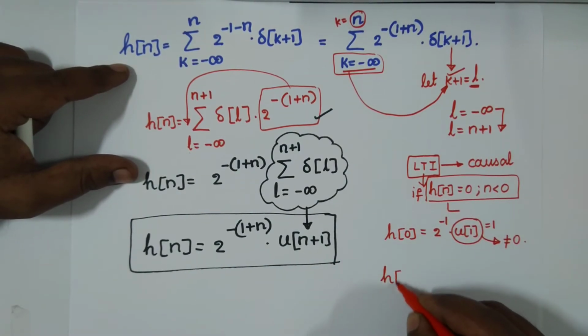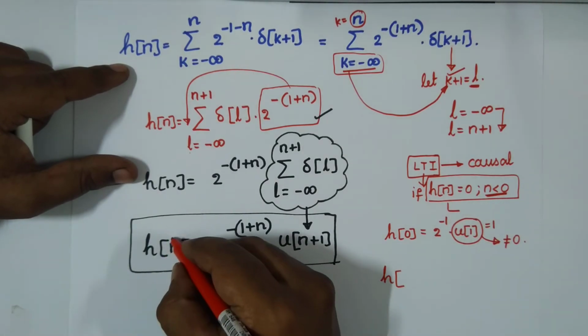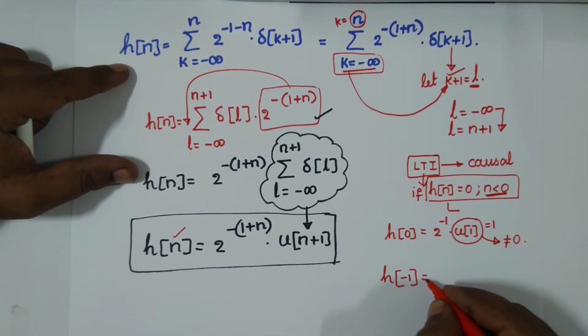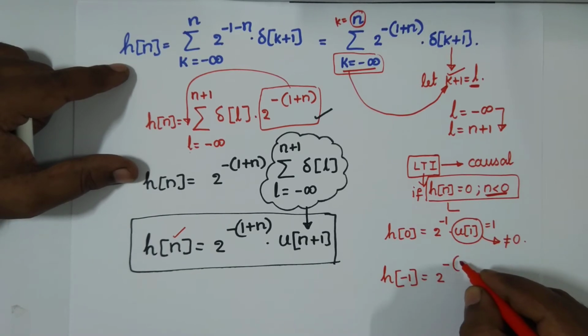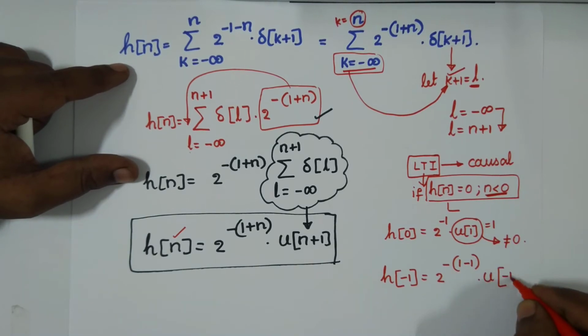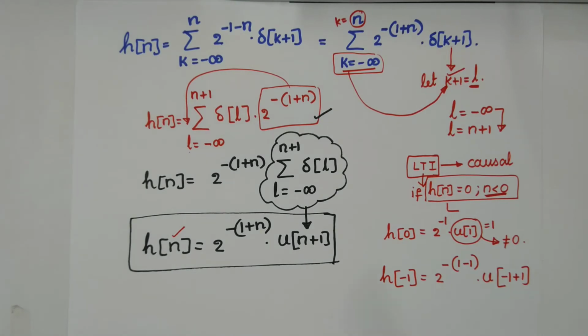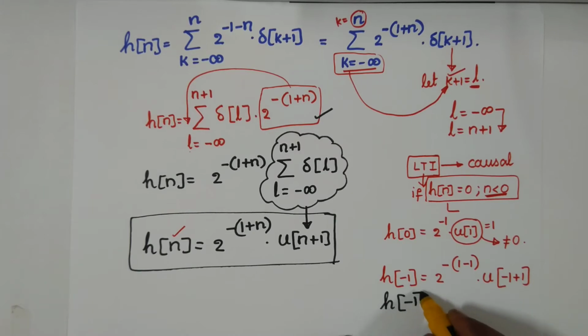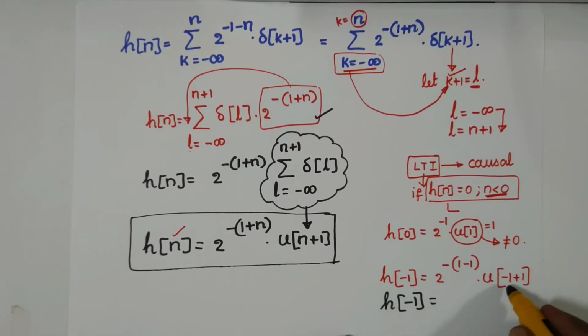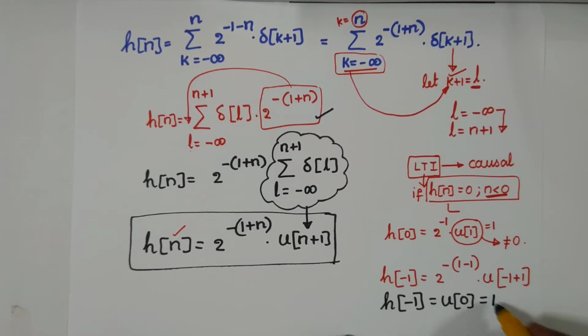So we will take any value for n less than 0. Let me take n is equal to negative 1. If n is equal to negative 1, you have 2 power minus 1 minus 1, this is gone, times u of minus 1 plus 1. What is u of minus 1 plus 1? It is u of 0, and u of 0 is equal to 1. So h of minus 1 is 2 power 0, that is 1, times u of 0, and u of 0 is also equal to 1, which is not equal to 0.